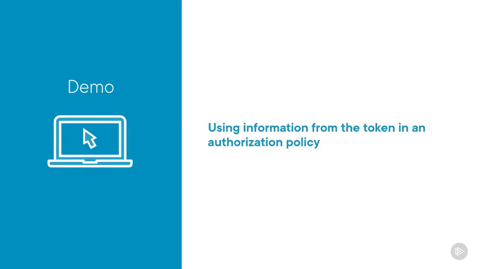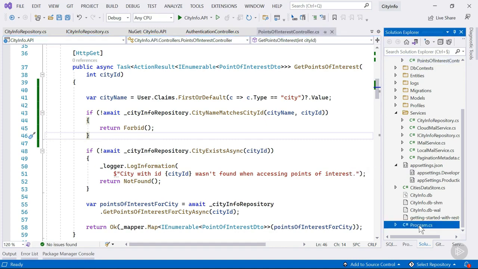In this demo, we're going to create a simple authorization policy. We will state that only people who live in Antwerp fulfill the policy. Let's open the program class.